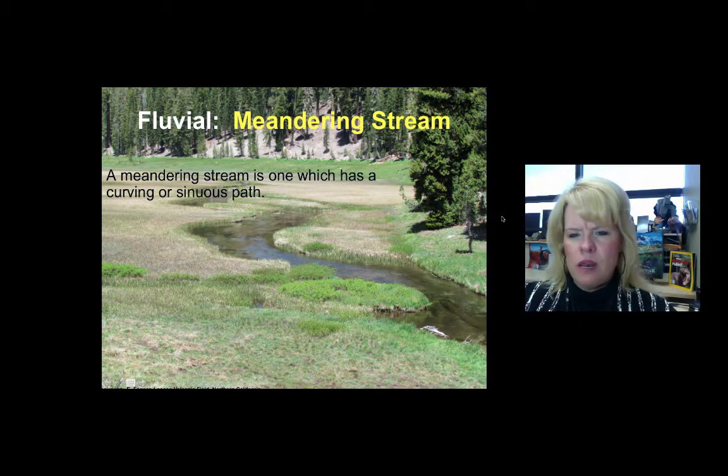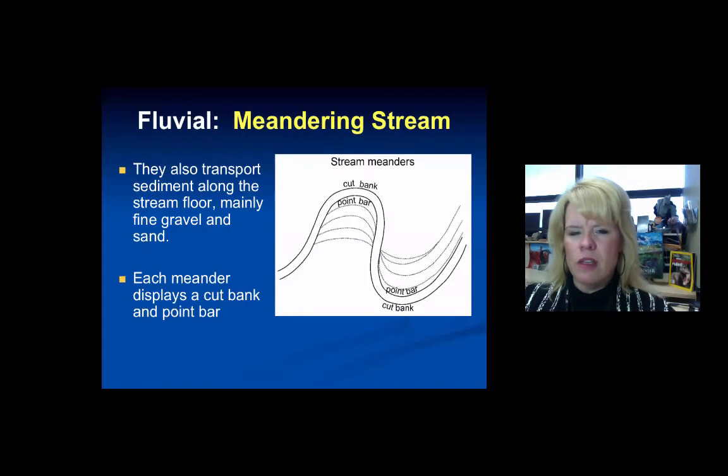Cut banks would be like what this area is right here, and a point bar is the adjacent area where the flow is the lowest, and we're fixing to cover those. This particular meandering stream I saw right outside of Lassen Volcanic Field, and was very much impressed by the fact that it was a little tiny one actually in terms of width, but it was classic meandering.